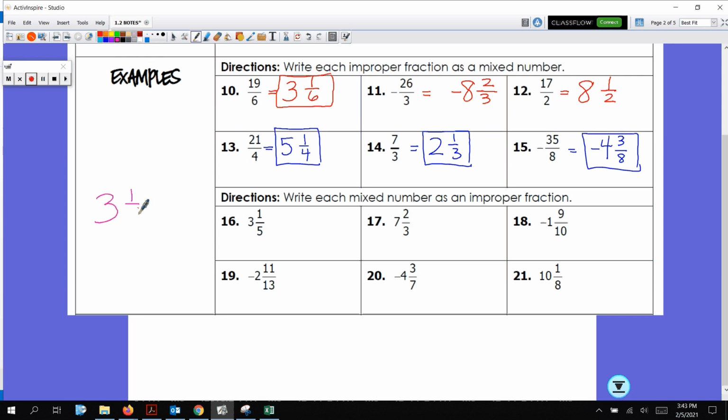3 and 1/5. What I do is I multiply the 5 times the 3, and then whatever that is, I add on the 1. So 5 times 3 is 15, plus 1 is 16. The denominator stays the same. Okay, that's how we do it. 3 times 7 is 21, plus 2 is 23.